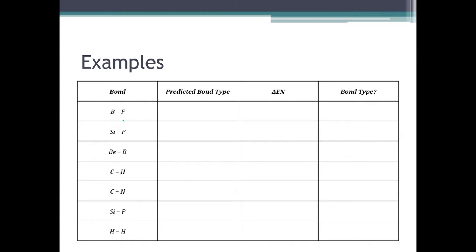So we've got several different types of bonds, a place to predict your bond type, a place to write the actual difference in electronegativity, and then a place to write the actual bond type. So one more time, very small, teeny tiny differences are nonpolar. Moderate differences are polar. Very large differences are ionic.